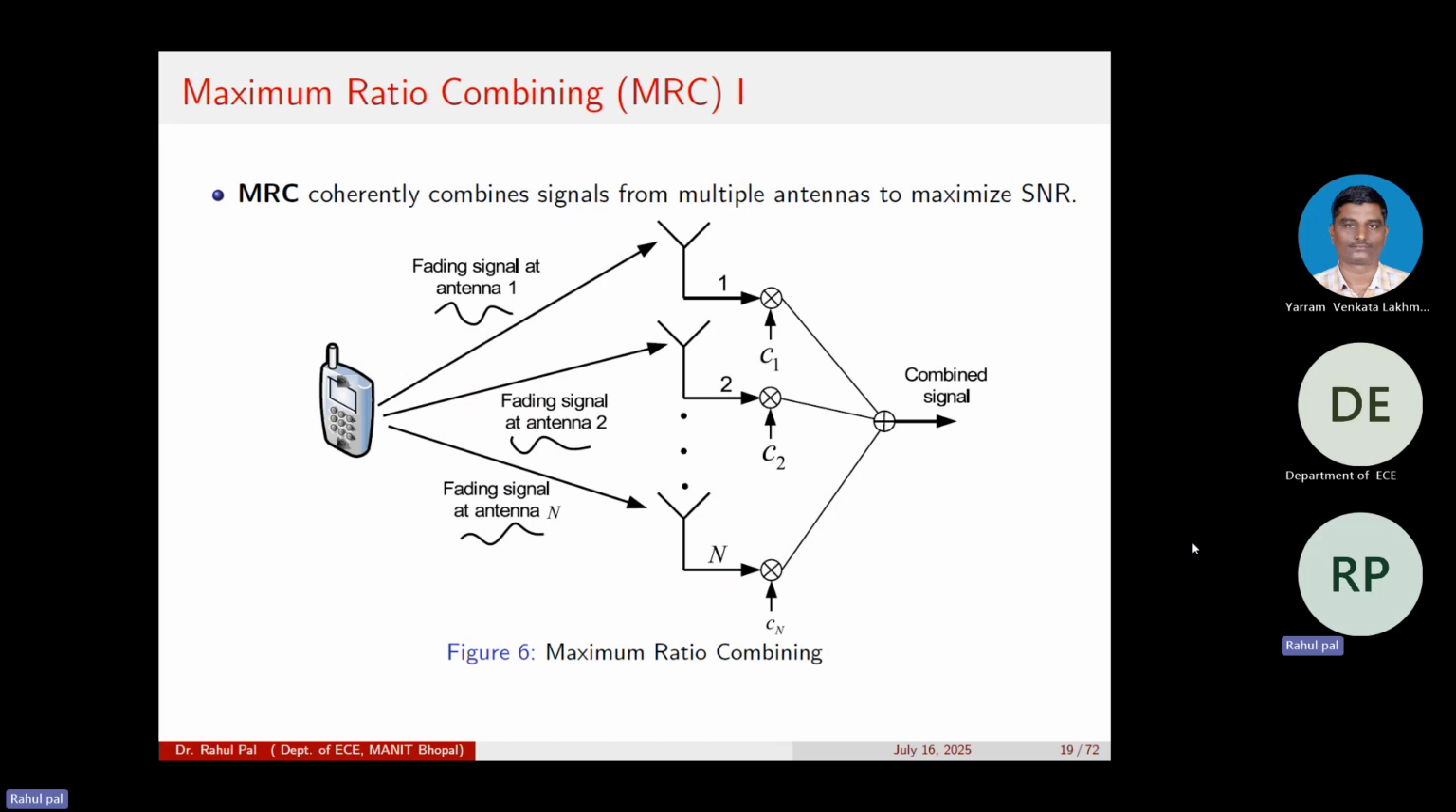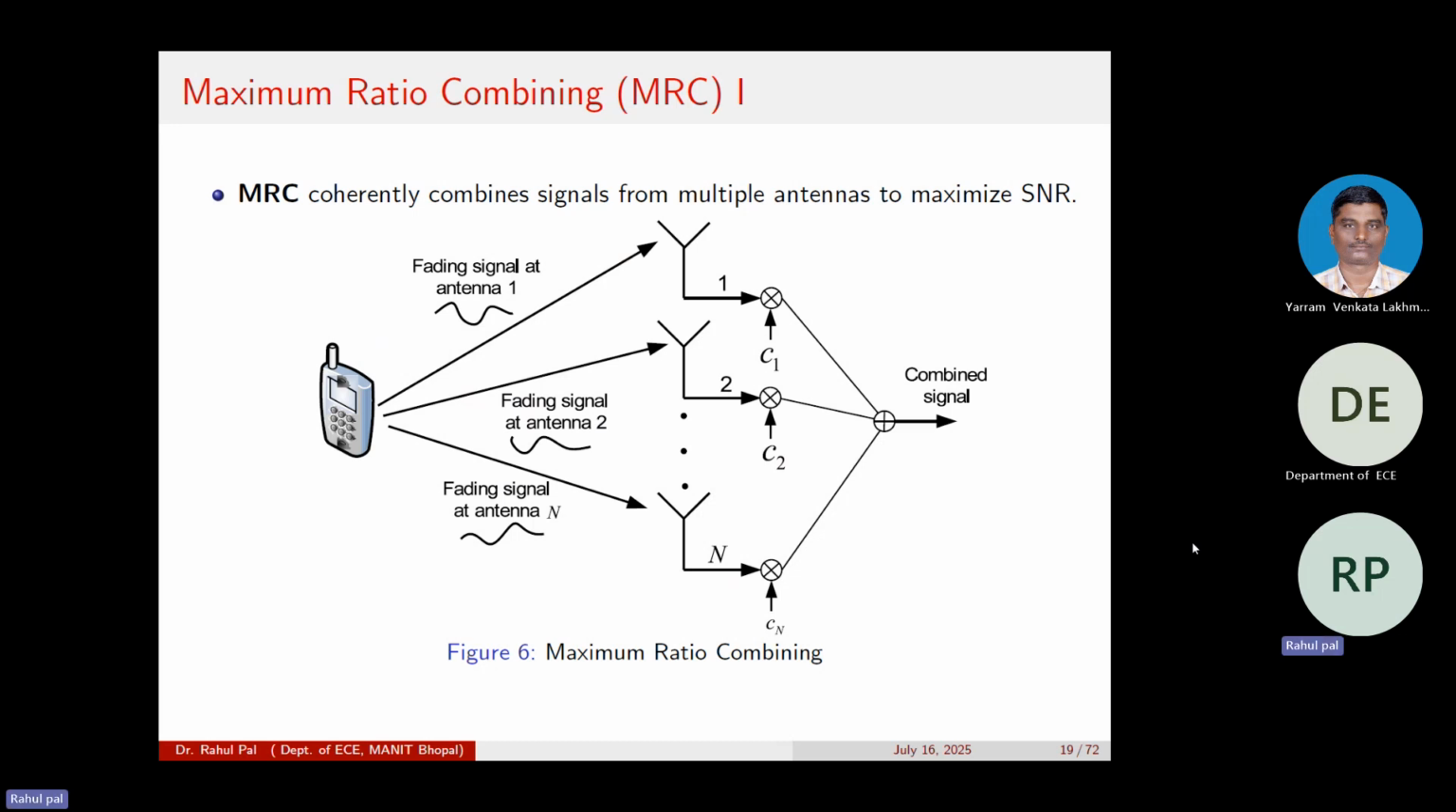After the signal is received, it is multiplied with weight c1 at antenna 1. The same signal is multiplied with c2 after being received at antenna element 2, and so on. After that, all these signals are combined together and we get the resulting signal. But what is the problem? How do we get all these weights c1, c2 up to cn? What should be their values so that we can maximize the signal to noise ratio?